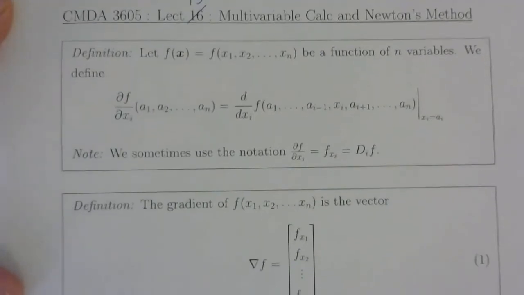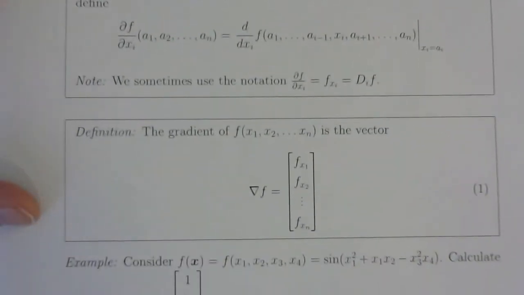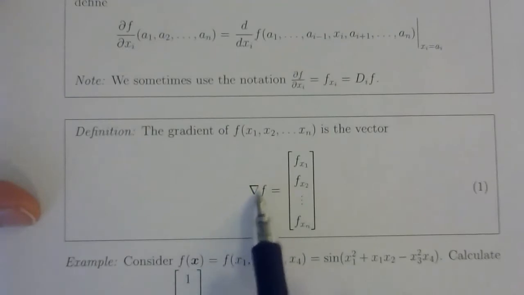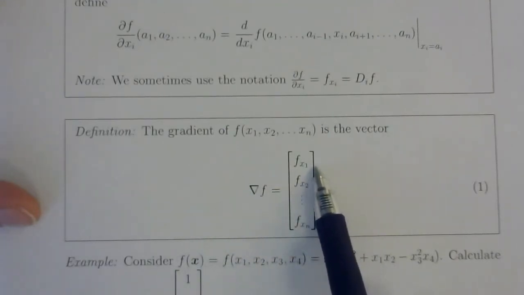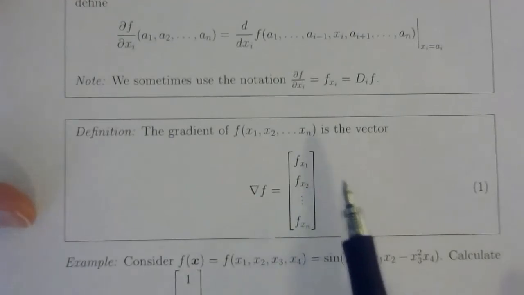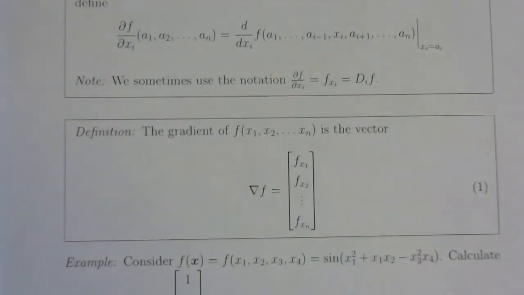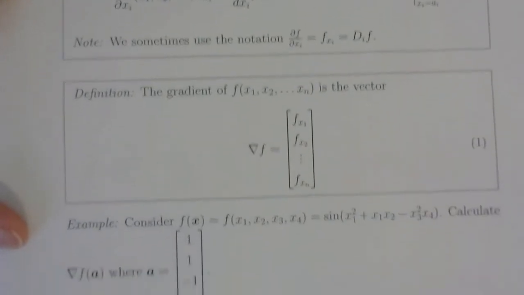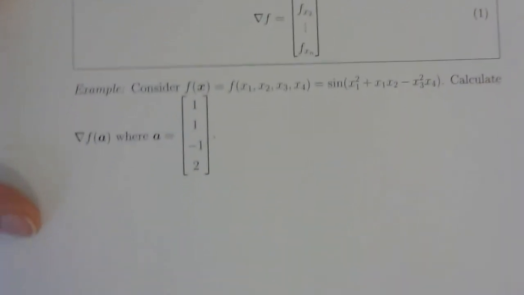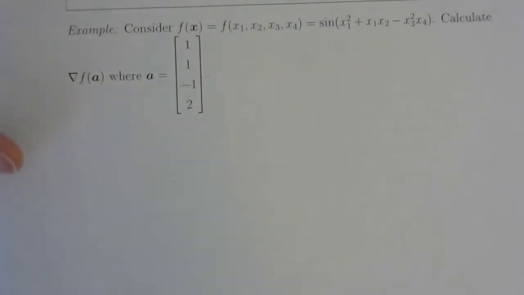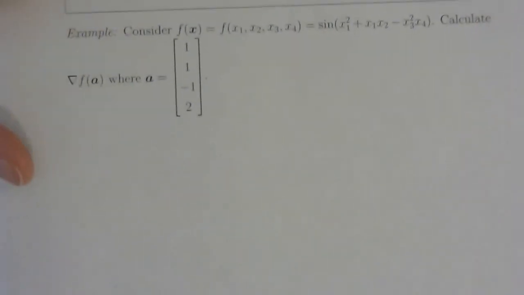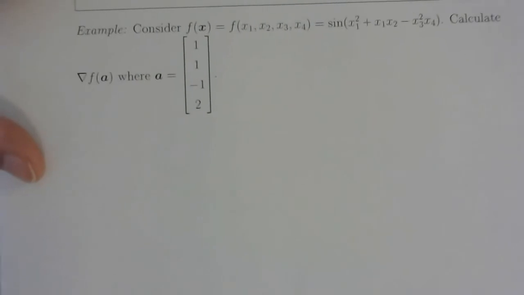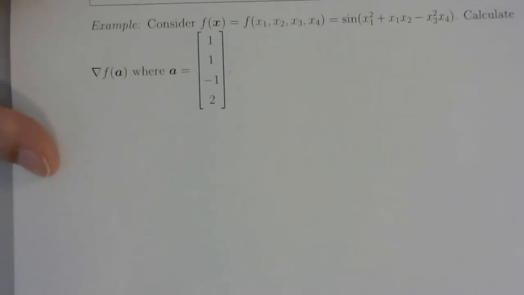with respect to. So the gradient of f, written with this upside down triangle, is a vector, where each element of the vector is the partial derivative of the function with respect to each of the variables. So if you have n variables, this is an n-dimensional vector valued function. So let's just do an example here to remember how to compute the gradient and evaluate it at a point.